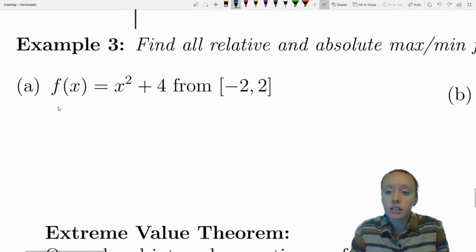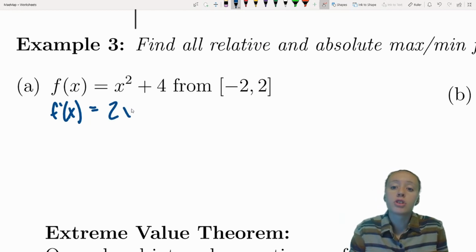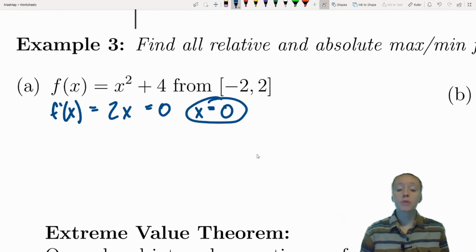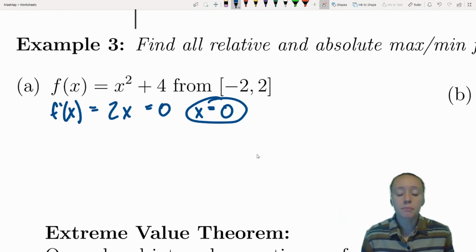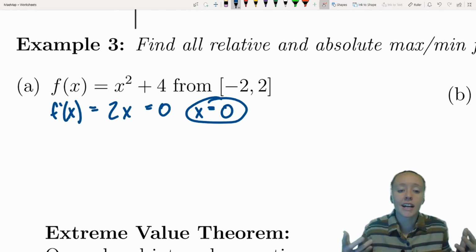So f prime of x, when I take that derivative of x squared plus 4, that's going to be 2x plus 0. And when does the derivative 2x equal 0? That's when x equals 0. So x equals 0, I'm going to have a critical point. And that's probably either going to be a relative maxima or a relative minimum. I need to decide what it is. And eventually, we're going to figure out how to do that using the second derivative, that next higher order derivative.